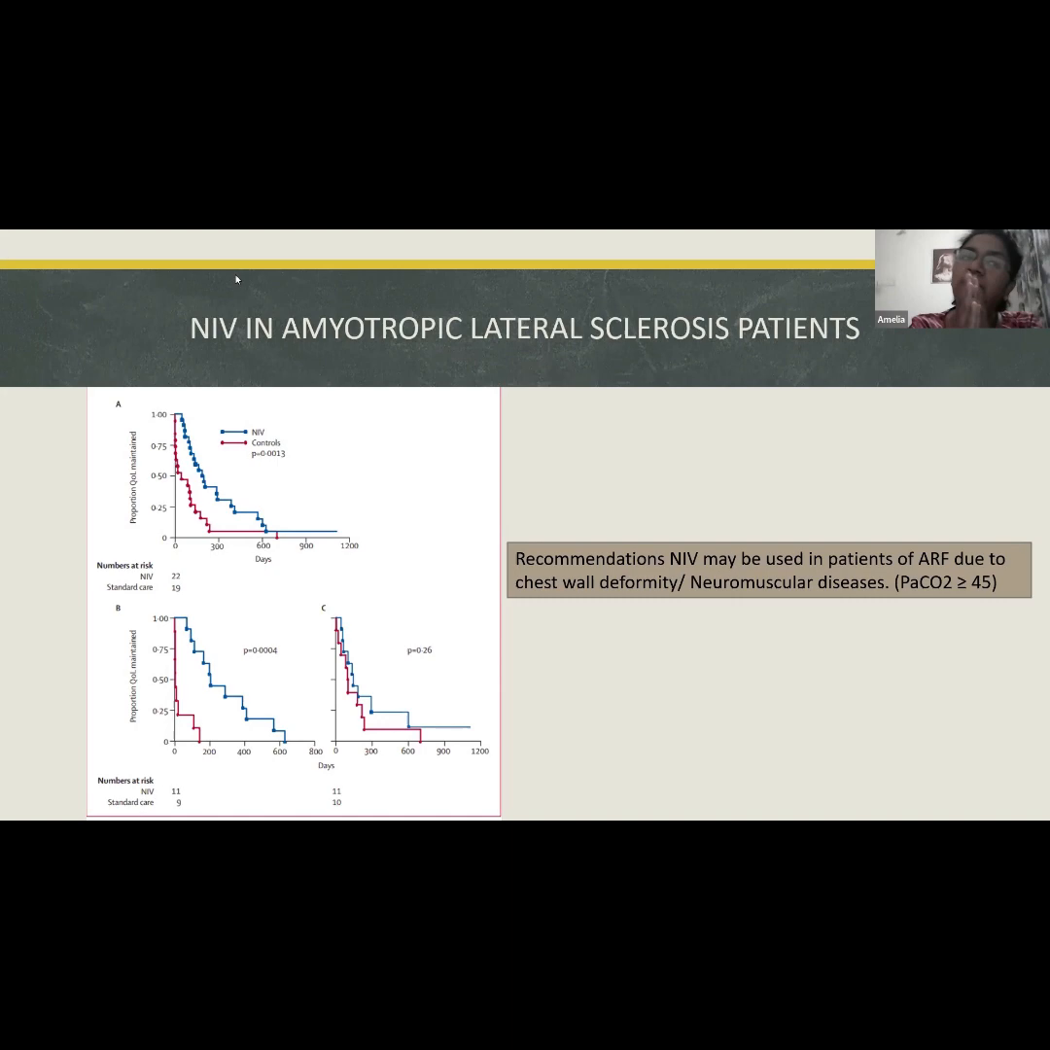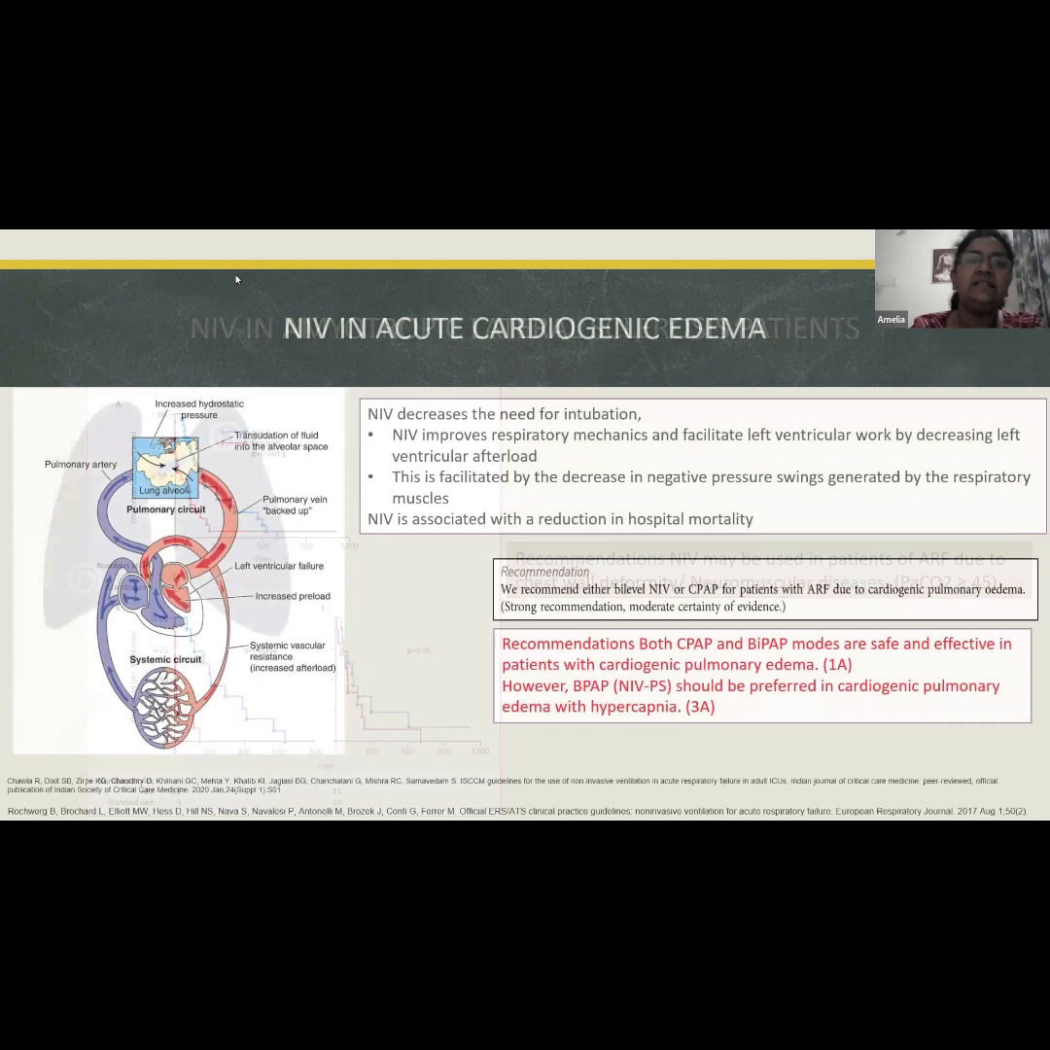The next is acute cardiogenic edema. Again, if you actually look at the picture, there is a high preload on the left ventricle and your pulmonary vein is backed up, and hence the alveolar space is filled up with fluid. So what does NIV do? It actually helps in improving the respiratory mechanics. It improves the left ventricular work by decreasing the ventricular afterload. So definitely the recommendation is level one evidence that NIV is very useful in acute cardiogenic edema.